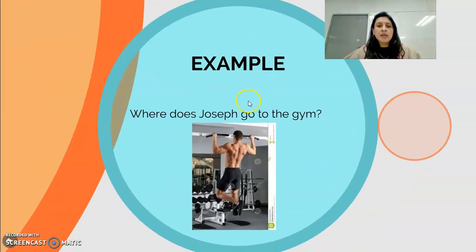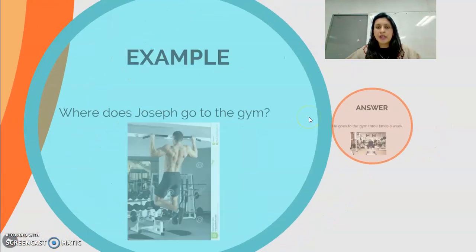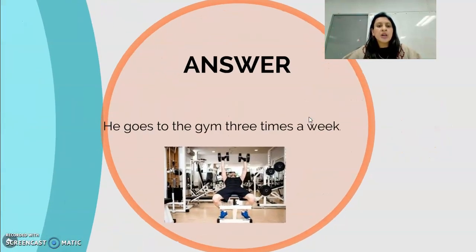In order to make a WH or information question, you need the WH word plus the auxiliary verb plus the subject plus the verb plus the complement and the question mark. In this case, this is the WH word, this is the auxiliary verb, this is the subject, the verb, the complement, and the question mark. The answer: he goes to the gym three times a week.